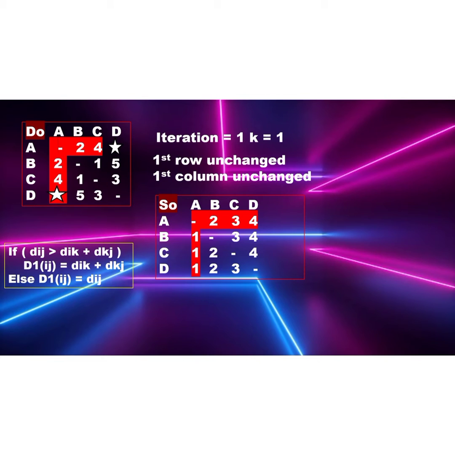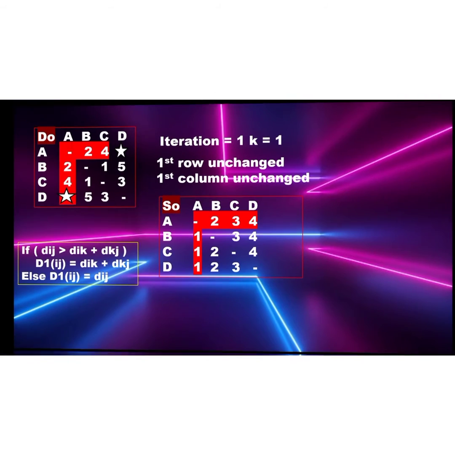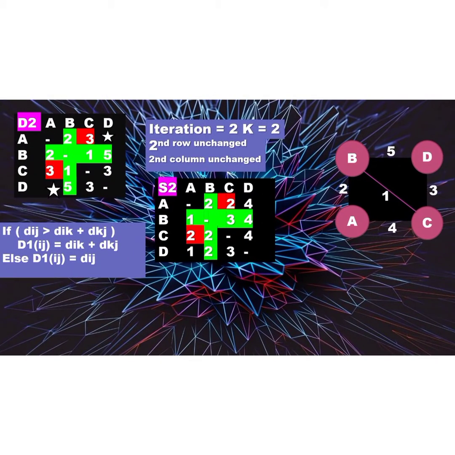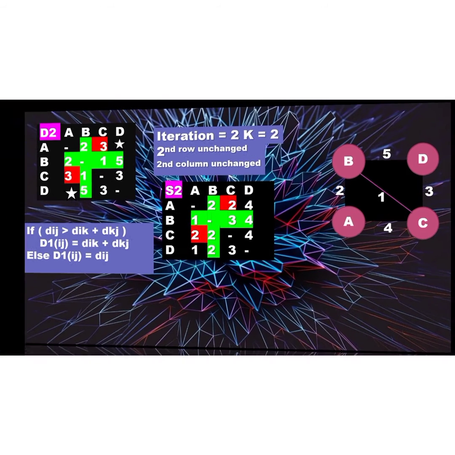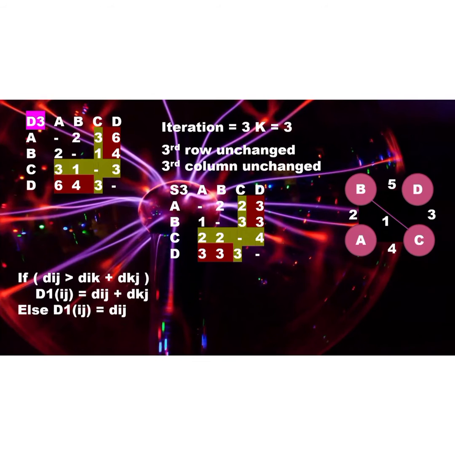Here the number of iterations is equal to 1, so k is equal to 1, which means that the first row is unchanged and the first column is also unchanged. Here, the number of iterations is equal to 2, so k is equal to 2, which shows us that the second row is unchanged and the second column is also unchanged. Here, the number of iterations is equal to 3, so k is equal to 3, which shows us that the third row is unchanged and the third column is also unchanged.